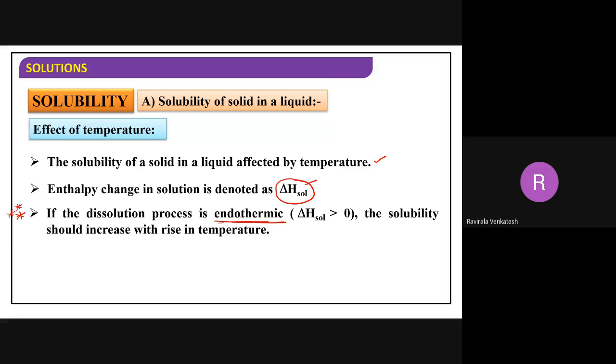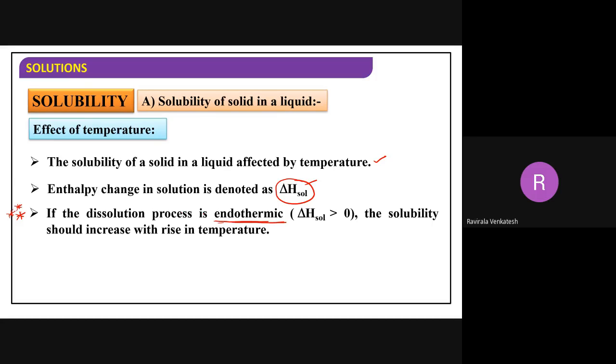Endothermic process, which consumes energy. In this process, energy will be consumed, or heat will be absorbed. Simple thing: energy is consumed or heat is absorbed.